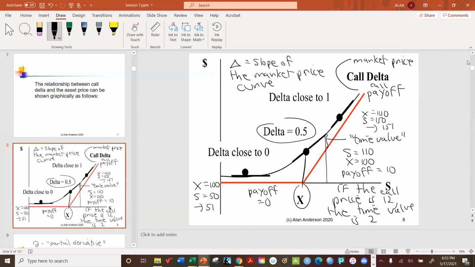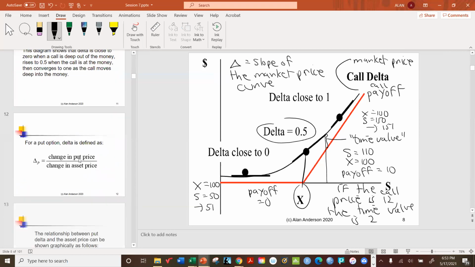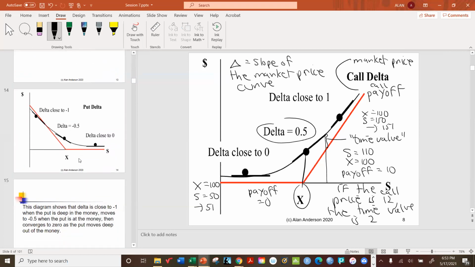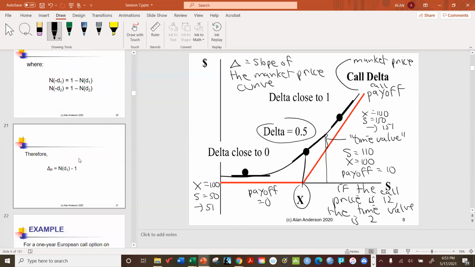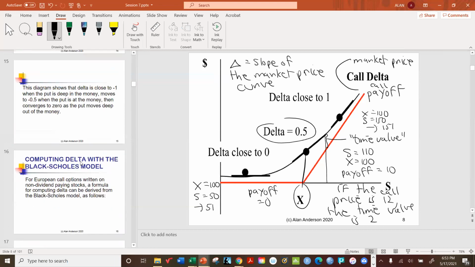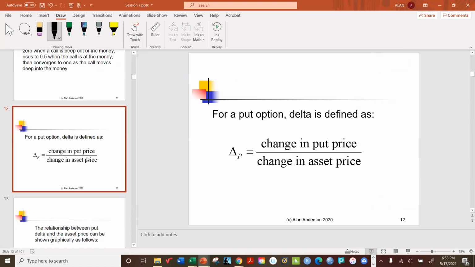All right, so now, of course, there's a formula for doing this, which is actually taken from the Black-Scholes model. It's not that complicated. Oh, by the way, we're going to introduce some notation here. No, maybe we're not. Let's skip ahead. Let's just jump ahead to the put.